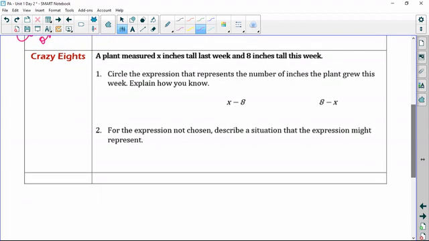Plant measured 2x inches tall last week and 8 inches tall this week. Circle the expression that represents the number of inches the plant grew this week. Explain how you know. So a plant measured x inches last week and is 8 inches tall this week. Which expression shows the number of inches the plant grew this week?